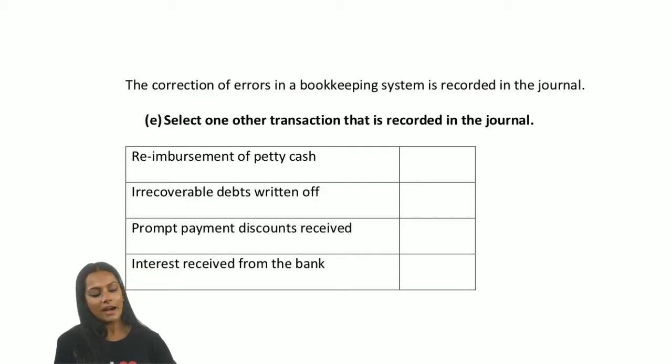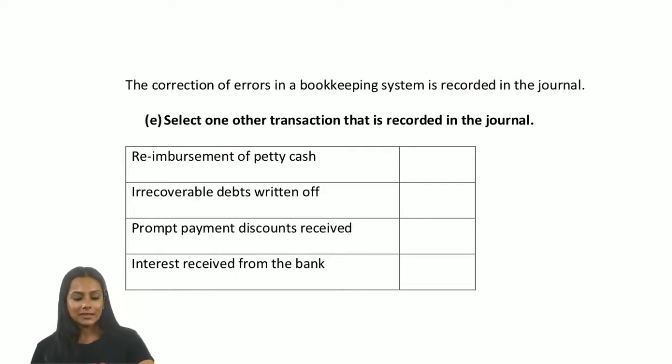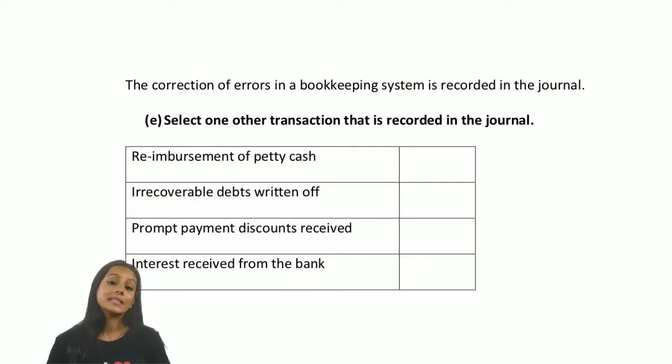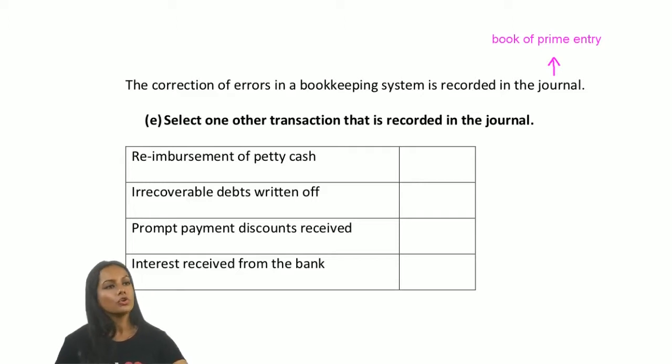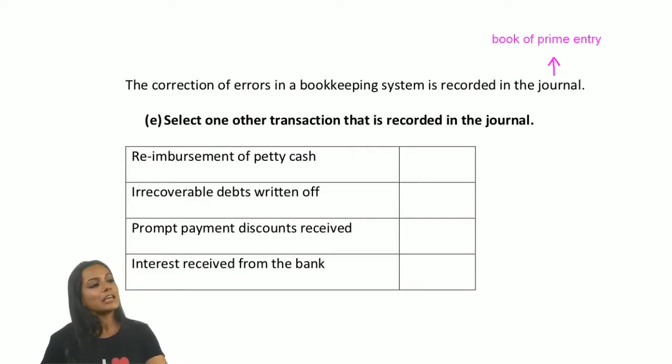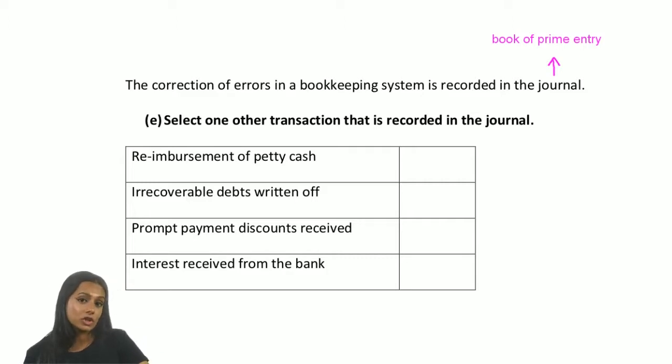The correction of errors in a bookkeeping system is recorded in the journal. Select one other transaction that is recorded in the journal. Now, everyone should understand the role the journal plays in the accounting system. The journal is a book of prime entry. Okay? The journal is a book of prime entry. But this book of prime entry will record non-routine transactions, and this task is testing your knowledge to identify which transactions will go to their relevant books of prime entry and which one will go to the journal.